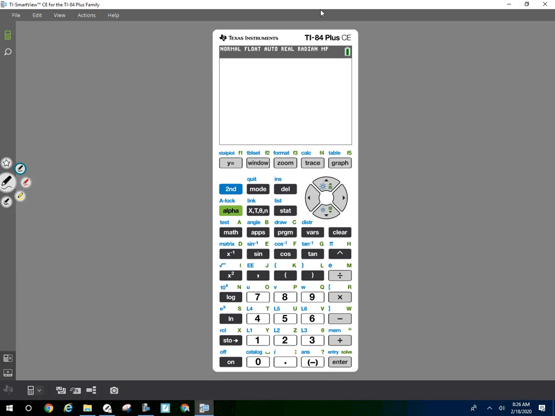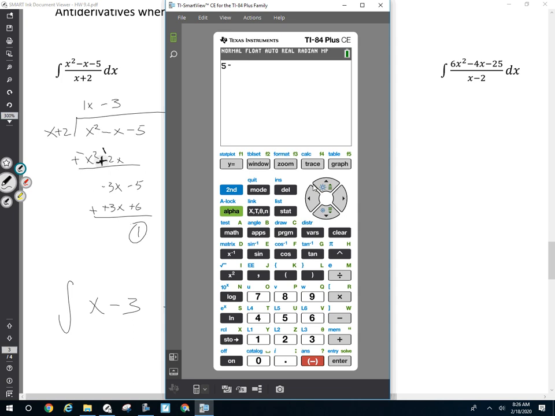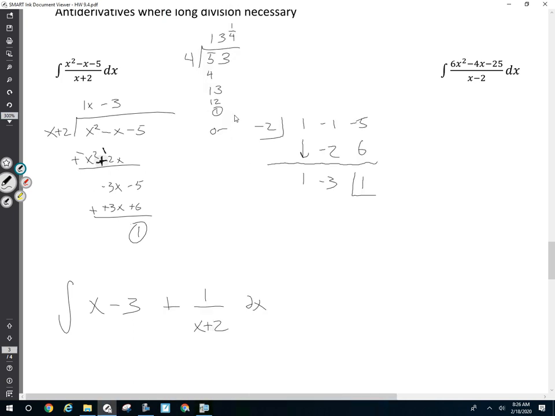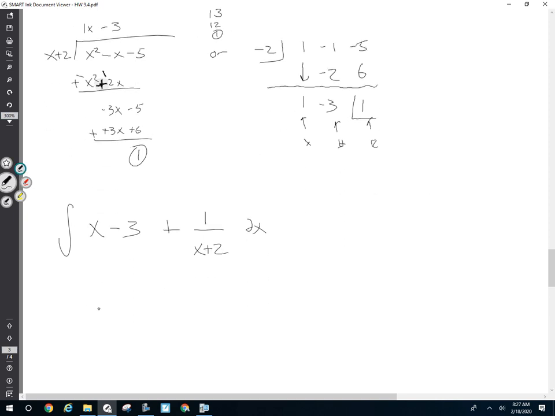So 53 divided by 4. Let's see, 13 and 1/4. 13.25. This is x minus 3 and 1 over x plus 2. This is the same thing. Now remember, when you get synthetic, this is the remainder. This would be the number. This would be the x's. I'm going to go from right to left. Remainder, number, x is x squared, is x cubed. So now I can take the antiderivative of this. This is 1/2 x squared. This is minus 3x. This would be plus log absolute x plus 2.